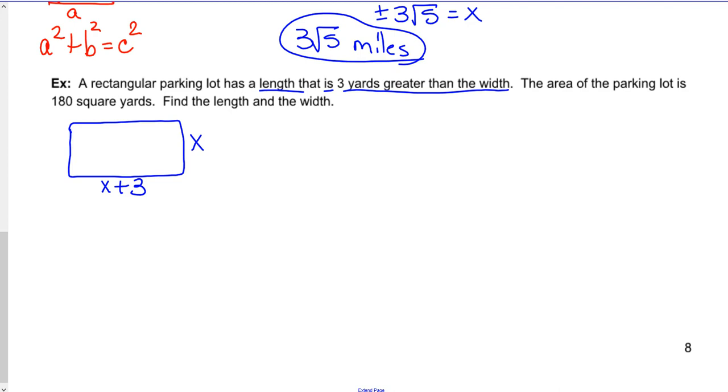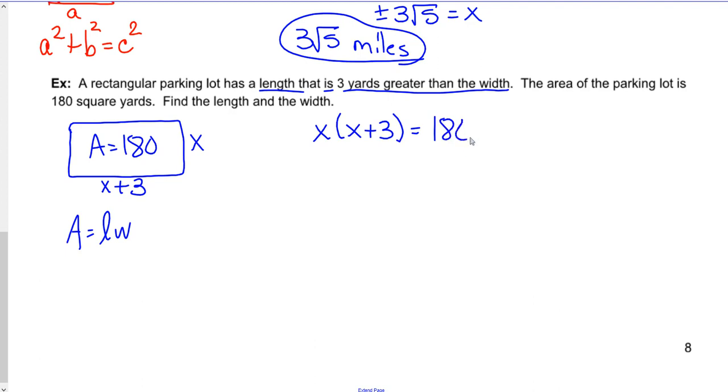All right, now the area here is 180. So what is our equation? Well, the area of a rectangle, that would be important to know. The area of a rectangle is found by doing your length times your width. So if I take my x and I multiply it by my length, which is x plus 3, that has to equal the area, which they gave me to be 180.